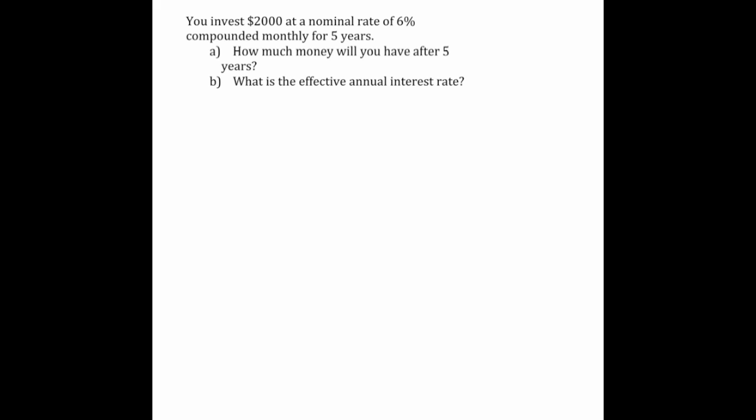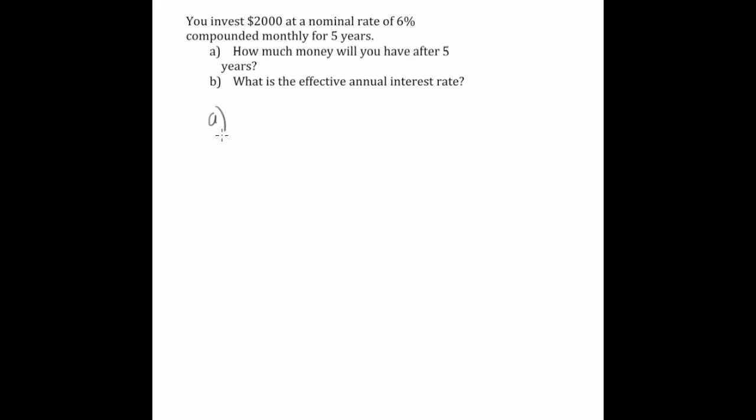In this video, we're going to talk about compounding and interest. So let's assume that we've got $2,000. We're going to put that into an account. That account is going to pay 6% at a nominal rate. So that means we're not thinking about compounding when we think about the 6%. But then we're going to compound that. We're going to compound that monthly for 5 years. So the question is, how much money will you have after 5 years?